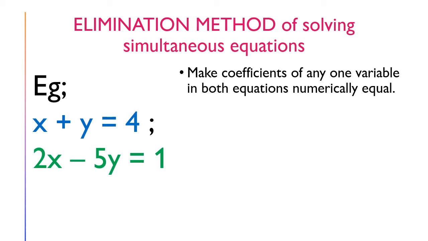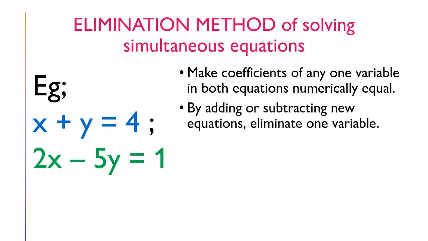So either the coefficient of x will be the same in both the equations, or the coefficient of y will be the same in both the equations. That will be our first step, and for doing so you can either multiply or divide the equations by certain numbers. Now the second step: once they become equal, you have to either add or subtract. By adding or subtracting the equations, eliminate one variable.